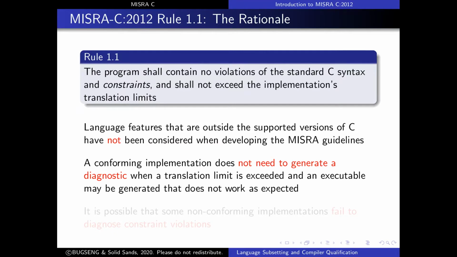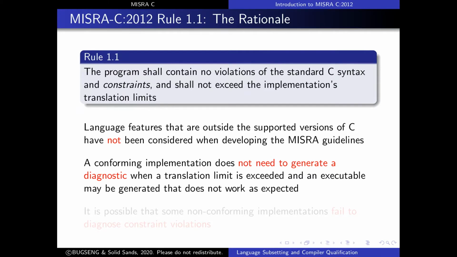What is a translation limit? Every compiler has limits, okay? For example, the maximum length of a source line is a translation limit. The significant part of external identifiers is a translation limit. The maximum depth to which you can nest conditional compilation directives of the preprocessor. Okay, these are translation limits.